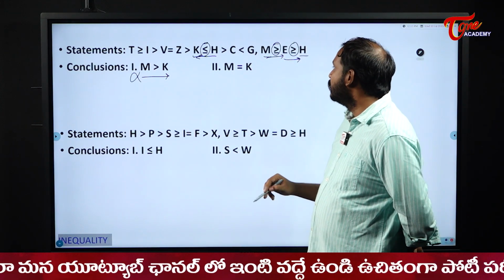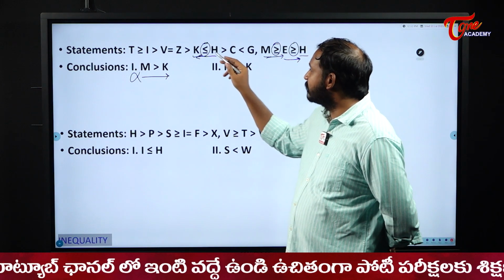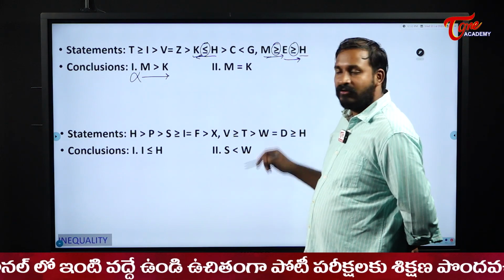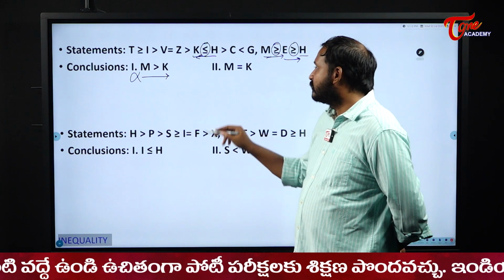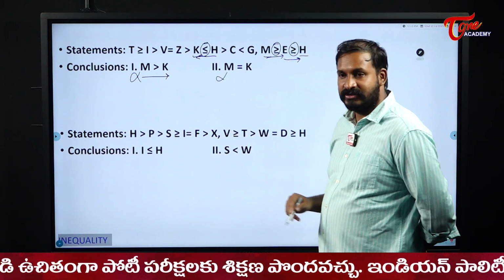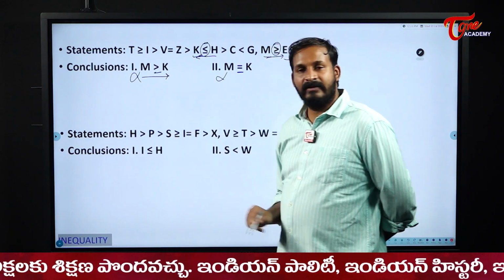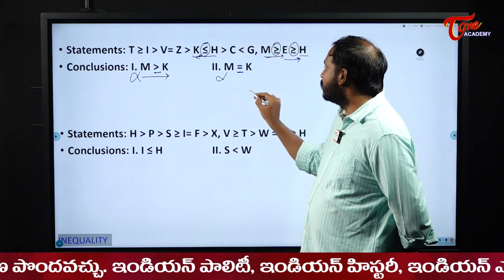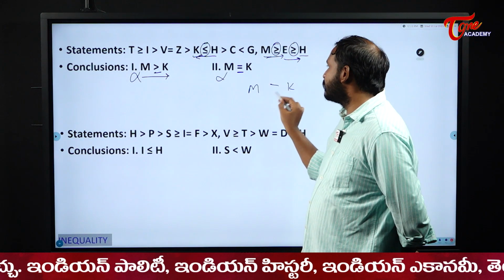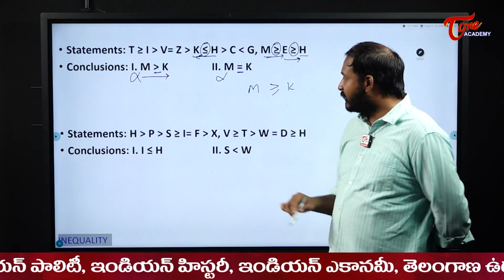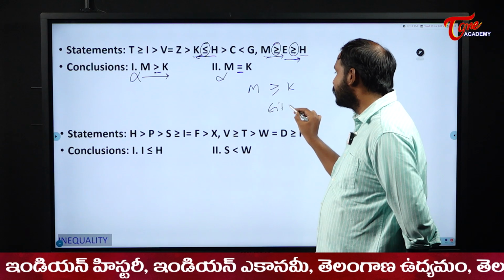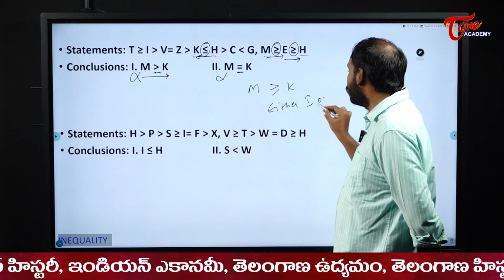Next, see the next one. M equal to K. I have M here and K here. But I have greater than symbols. So this one is also wrong. But equal to symbol is there and same elements are there. Now I will try to write the relation between M and K. What is the relation between M and K here, students? Actually greater than or equal to. So here my answer becomes either 1 or 2 follows.